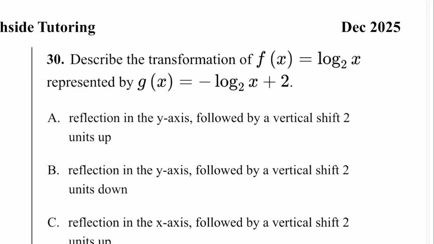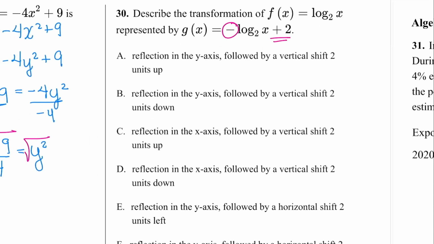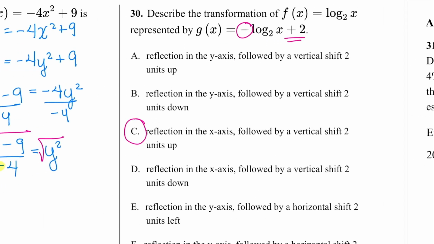Number 30, describe the transformation of f of x equals log base 2 of x, represented by g of x equals negative log base 2 of x plus 2. The same transformation rules apply here. Since we have a negative out front, it's going to be a reflection in the x-axis, and then we have a vertical shift up 2. So our answer is C.